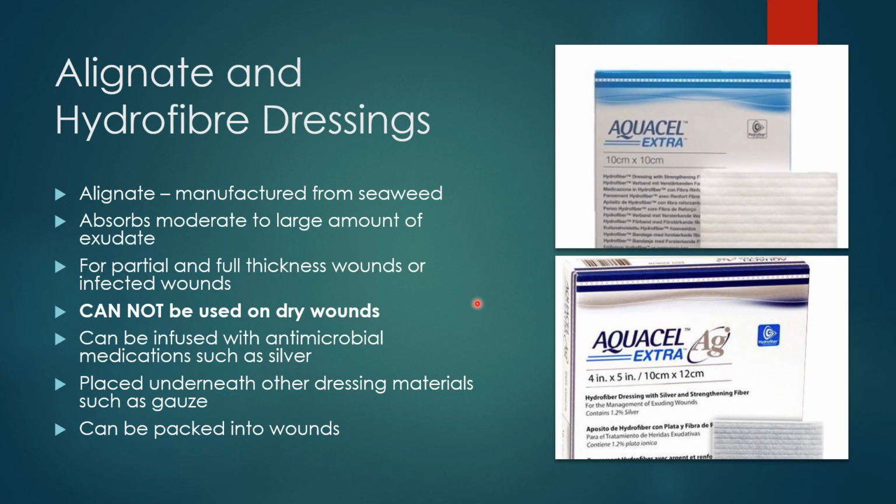They can be placed under different kinds of dressings, such as gauze, and they can be packed into wounds as well. These dressings are typically cut to fit right into the wound base, so it is not touching the dry peri-wound, as we don't want it to be on the dry wound. We just want it to be in the wound base, or it comes in a ribbon that can be packed into wounds.